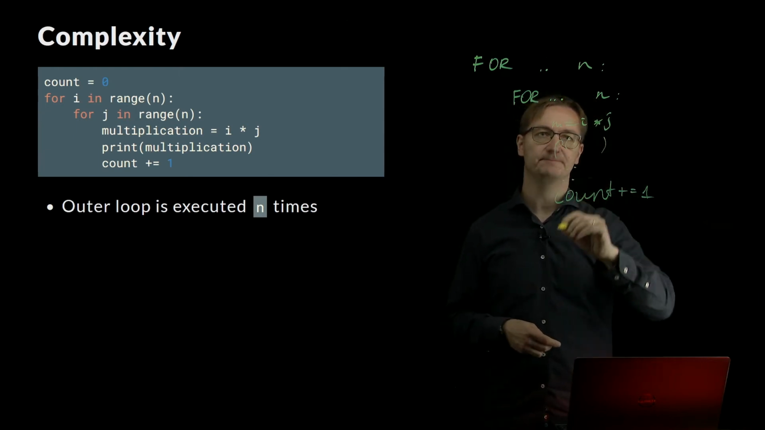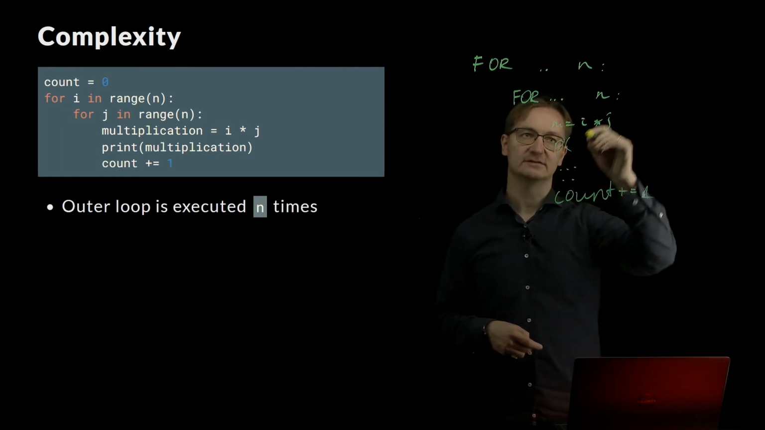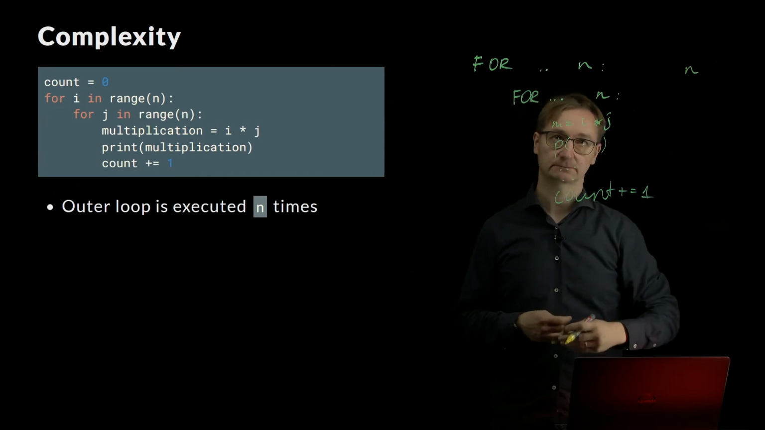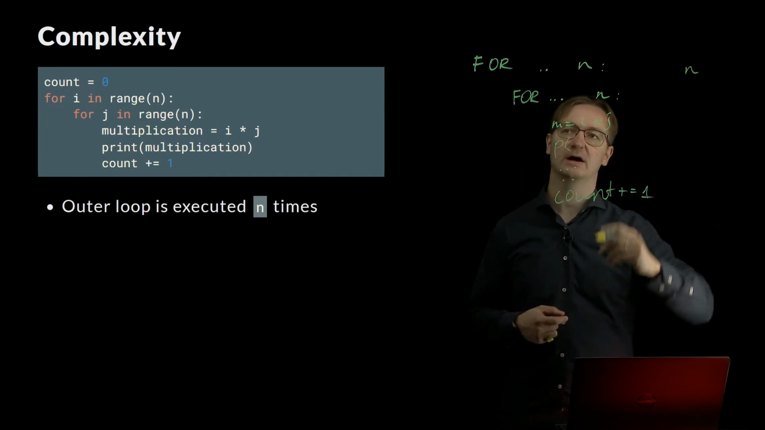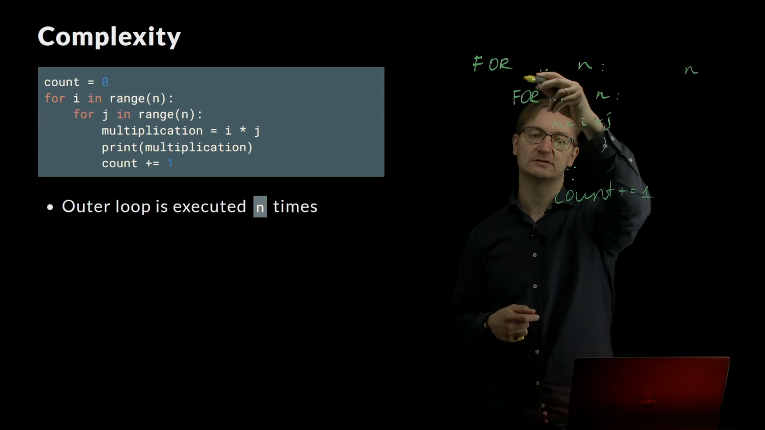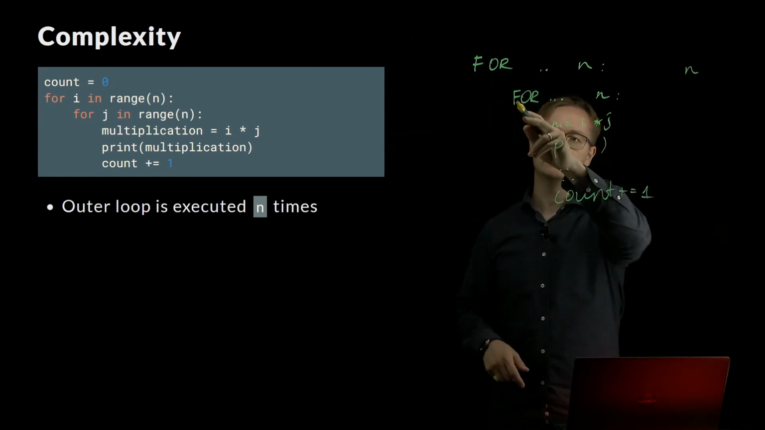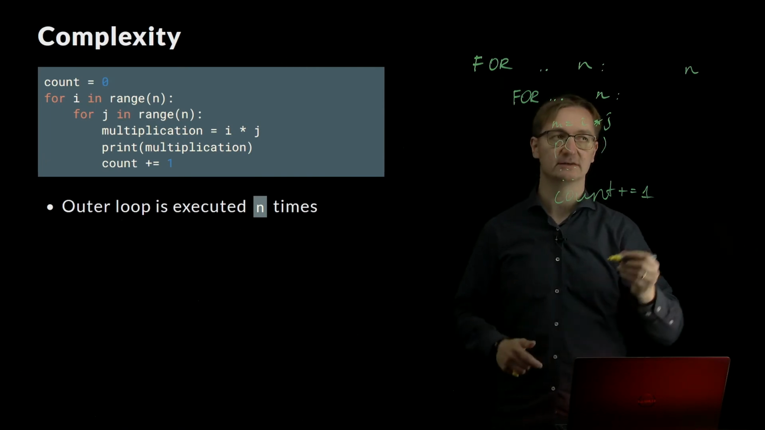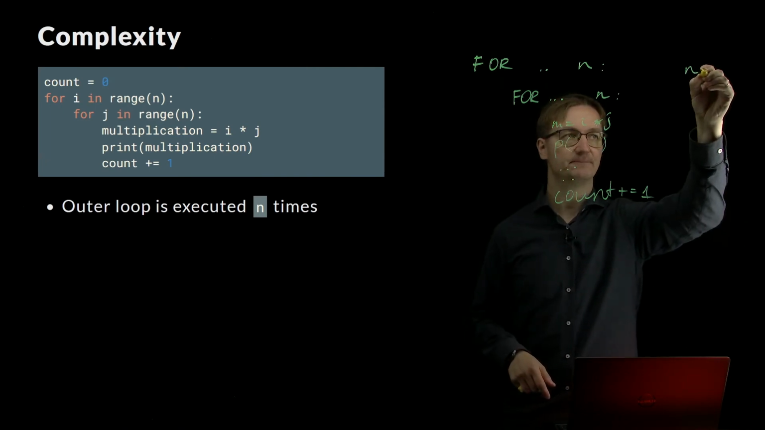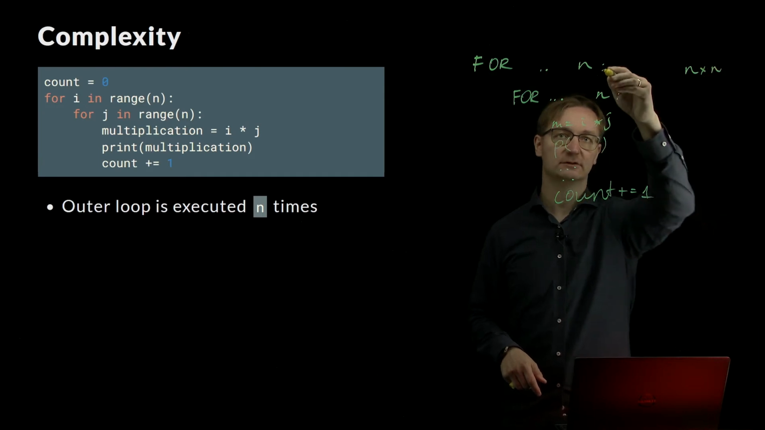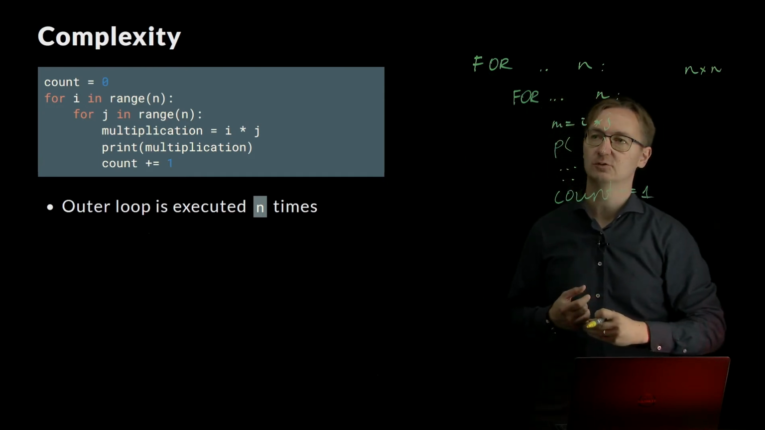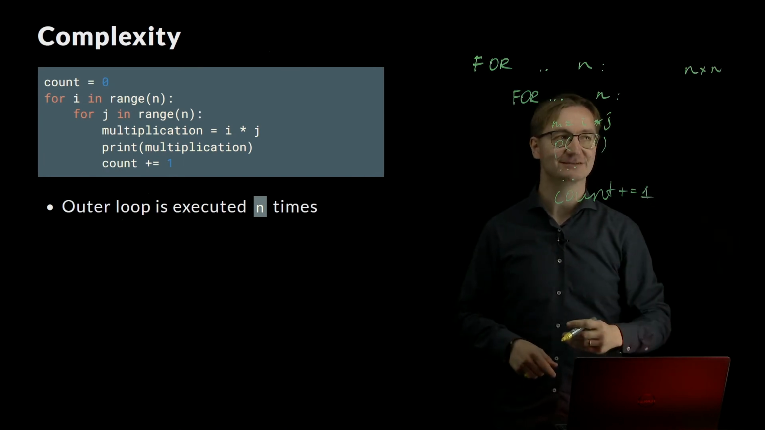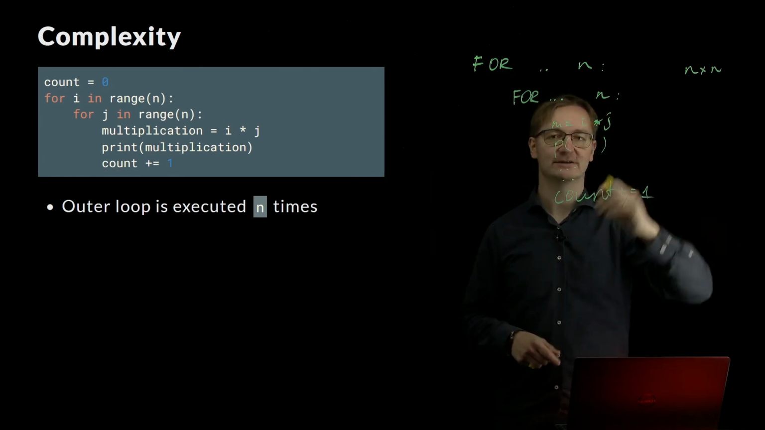And what happens here? The first thing is that this line is executed n times. So if n is 10, I have to go into this loop 10 times. Then inside this, I also have a loop which is executed n times. So basically I can say that those two loops are executed n times n times. So basically n squared times.